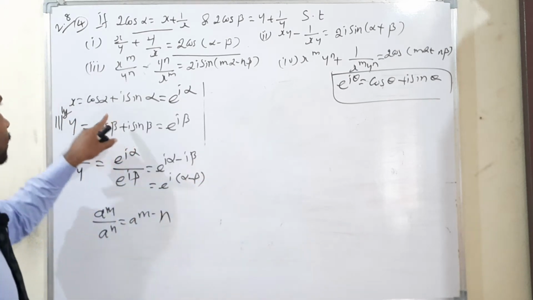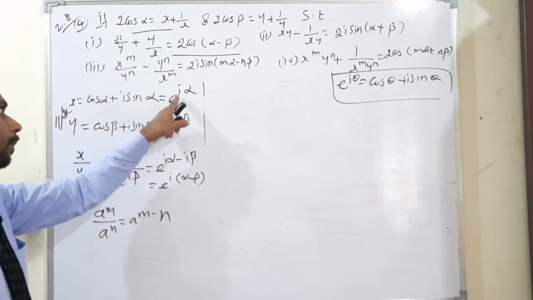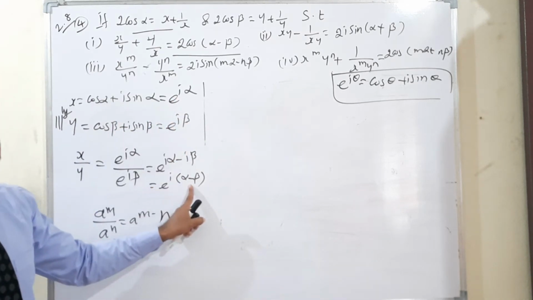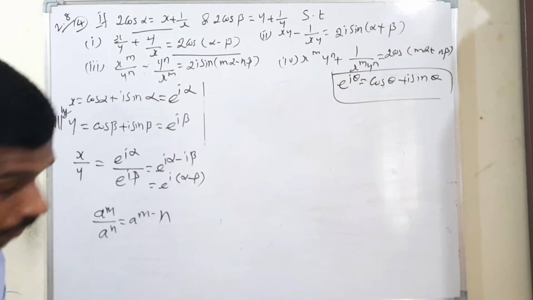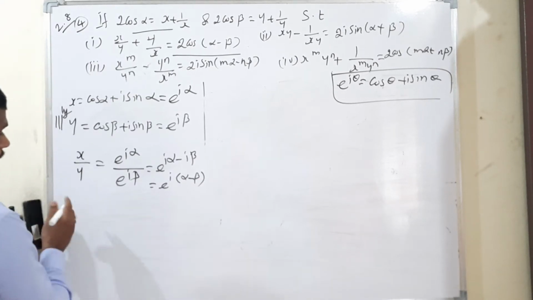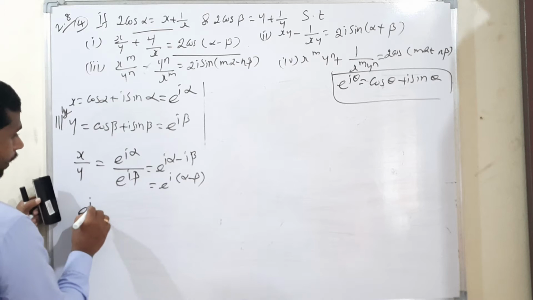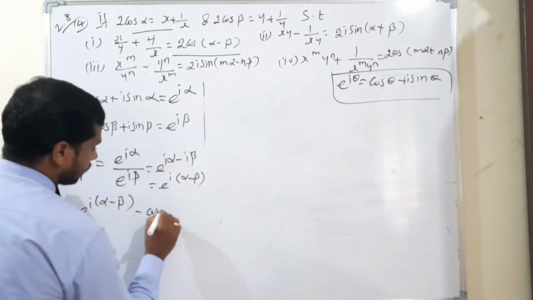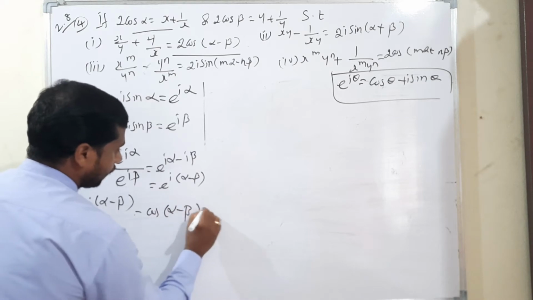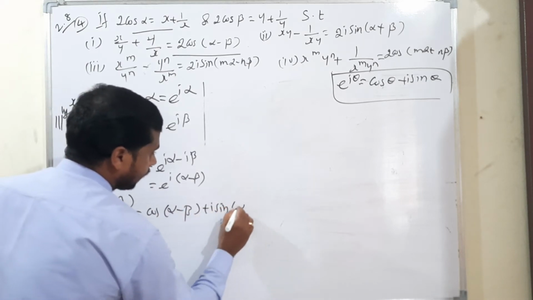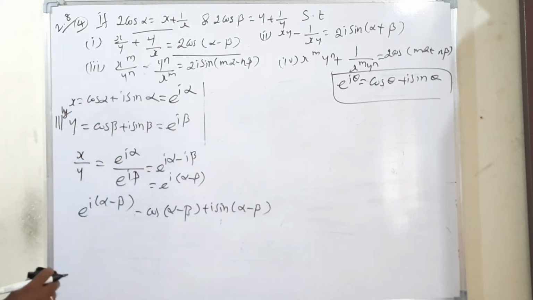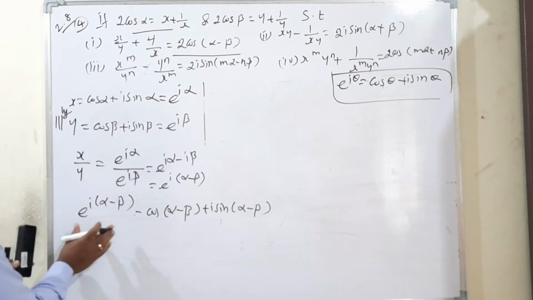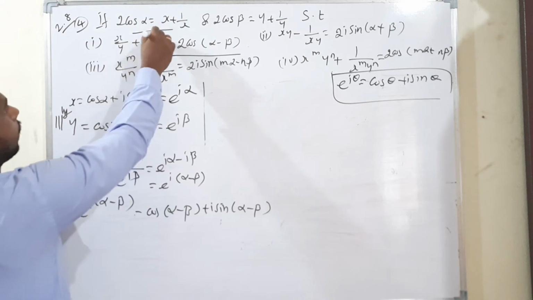So now we can look at cos alpha plus i sin alpha means e to the power i alpha. Here instead of alpha, what is the value? Alpha minus beta. Therefore e to the power i alpha minus beta is equal to cos of alpha minus beta plus i sin alpha minus beta. This is the first step. This is actually the x by y term. Okay. Now the x by y term, now we need the second term y by x, isn't it?